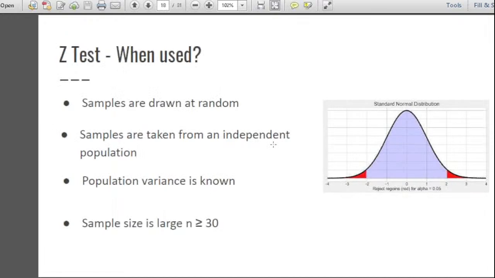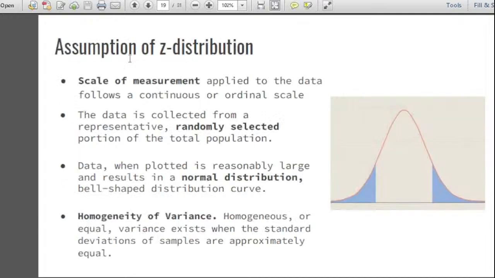I've discussed this. Okay. When do we use Z-test? Simple. Samples are drawn at random. Samples are taken from independent populations. Population variance is known and sample size is greater than or equal to 30. Under these circumstances, we will use Z-test.